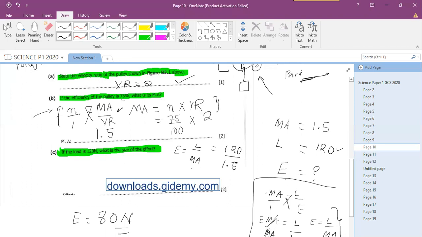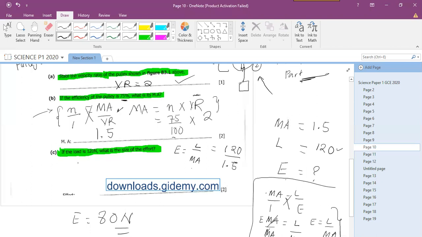The efficiency we've been given as 75%. By definition, a percentage is any number divided by 100. So instead of saying 75%, we say 75 over 100, multiplied by the velocity ratio, which we stated, because there are 2 pulleys, is 2. So it became 75 divided by 100 multiplied by 2. Our mechanical advantage became 1.5.